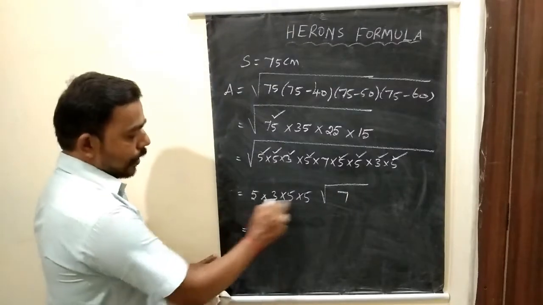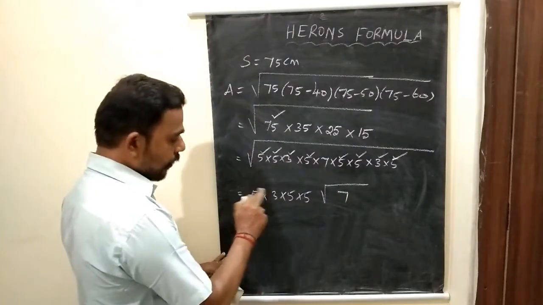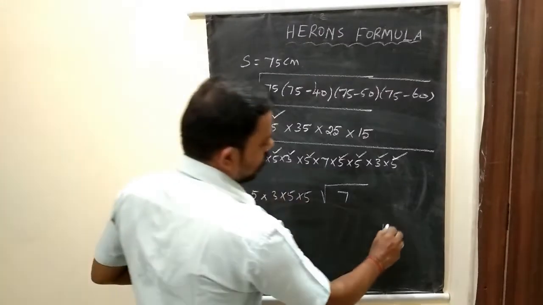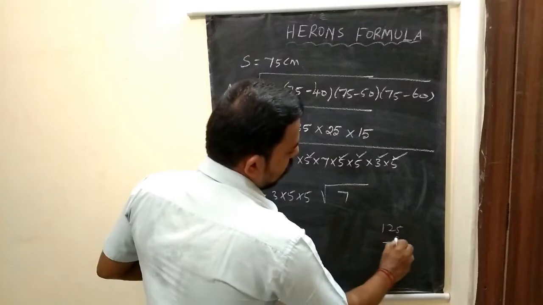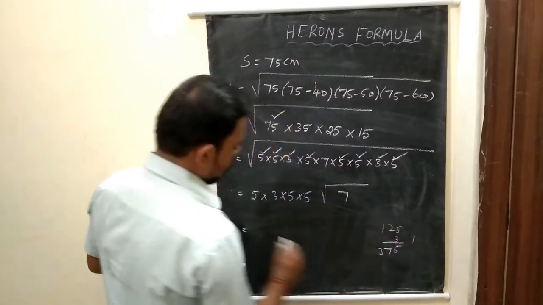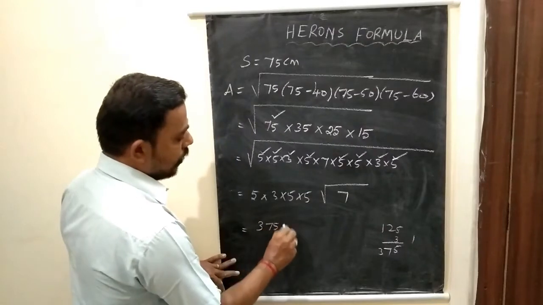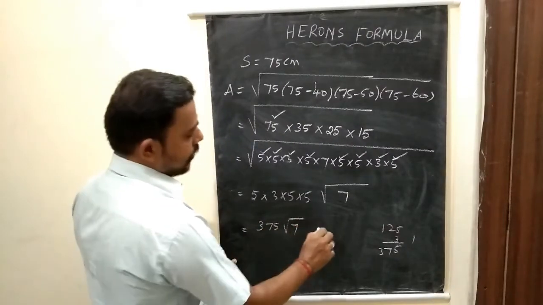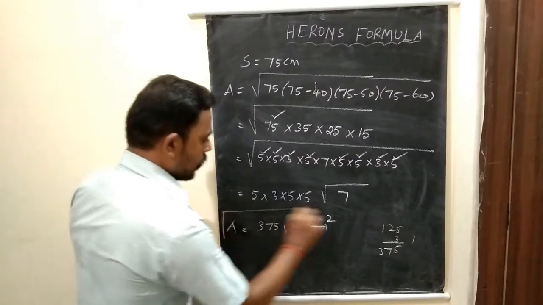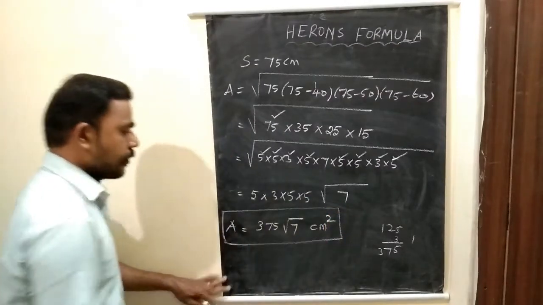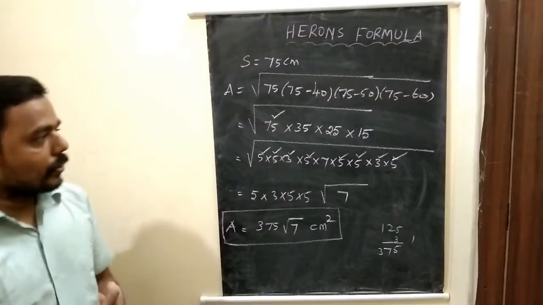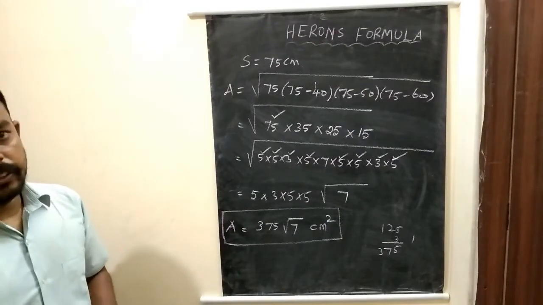Now multiply this number. 5 fives are 25, 25 fives are 125, 125 into 3. 3 fives are 15, remaining 1, 2 threes are 6, 7, 1 three. So 375 into root 7. This is the answer. This is centimeter square. So area equal to this. So this is your answer. Easily you can do it.